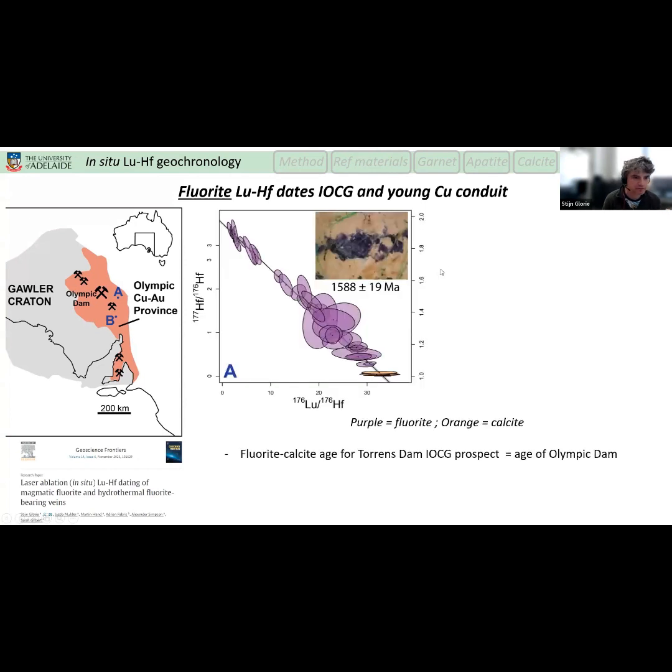So inside the prospects, let's call it the basement if you like, we get fluorite dates of 1588 plus or minus 19 million years, which is the exact same age as Olympic Dam, which is quite nice. You might say, okay, that's great, but why fluorite? Well, fluorite has fluorine in it, of course, and fluorine is an important ligand for metal transport. So if you date fluorite directly, you directly date the fluorine ligand basically as well. So that's quite handy.